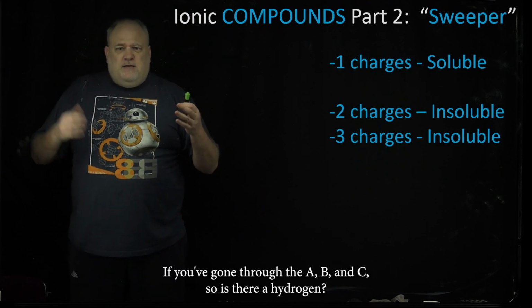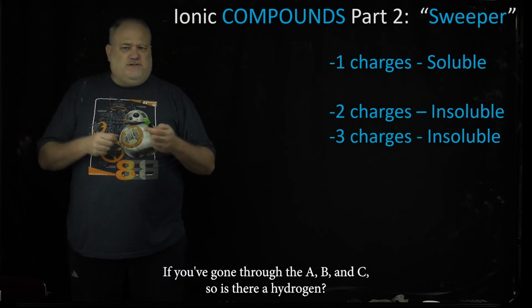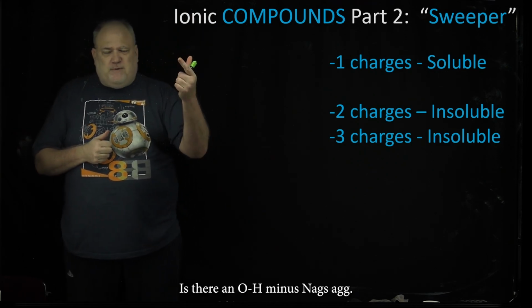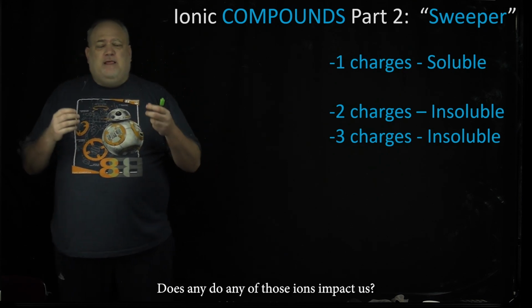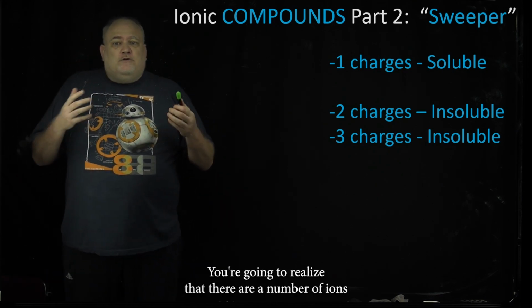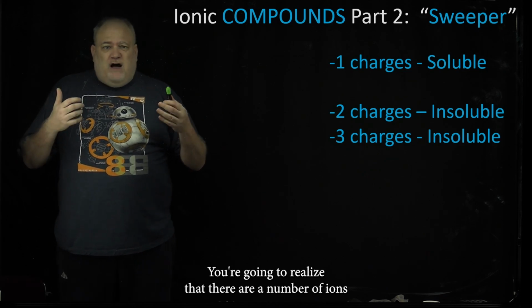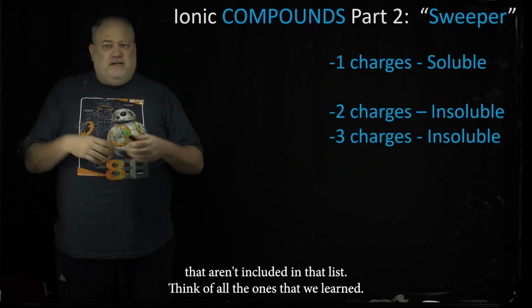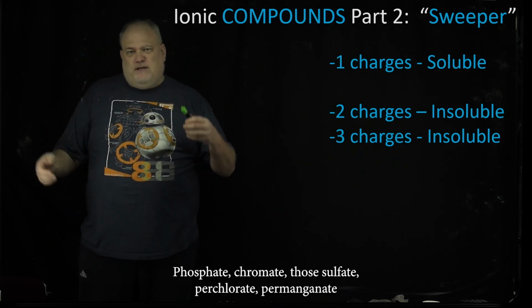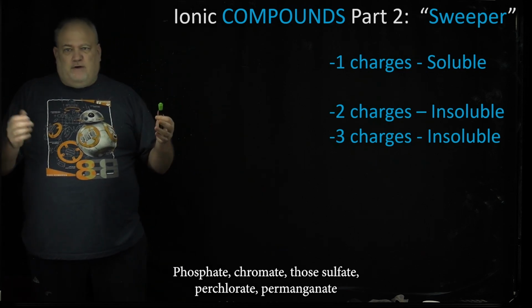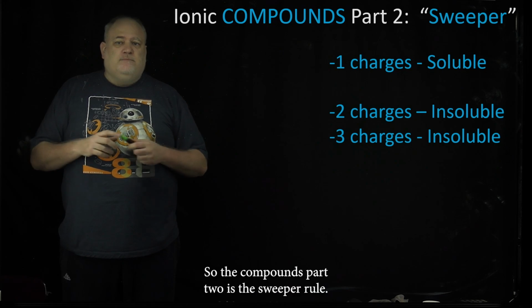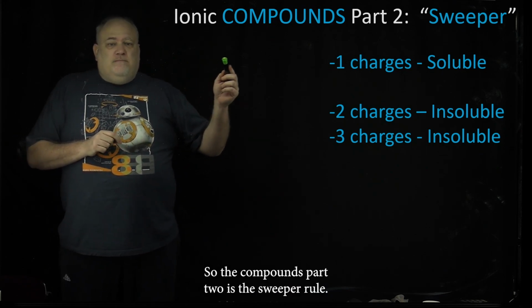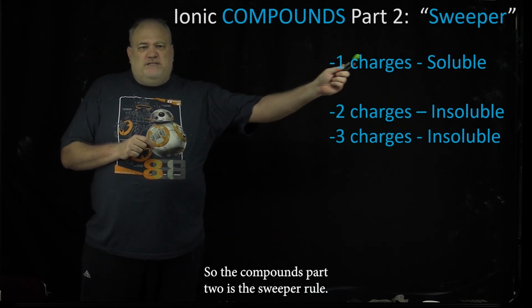Now here's the thing. If you've gone through the A, B, and C, so is there a hydrogen, is there an OH minus, nag-sag, do any of those ions impact us? You're going to realize that there are a number of ions that aren't included in that list. Think of all the ones that we learned: phosphate, chromate, thiosulfate, perchlorate, permanganate. All of those are not accounted for in the rules. So the compounds part 2 is the sweeper rule.